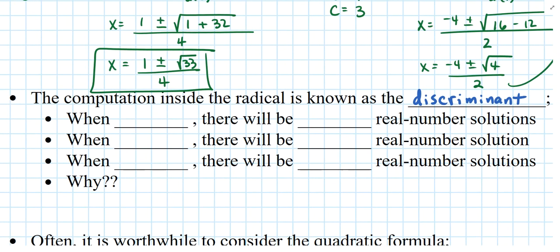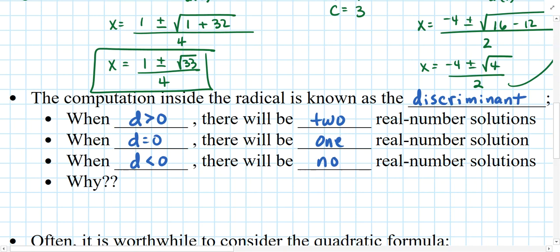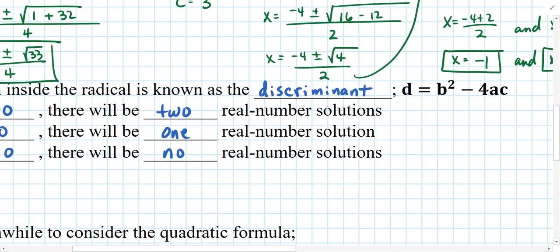When the discriminant is positive, there will be two real number solutions. When the discriminant is 0, there will be one real number solution. And when the discriminant is negative, there will be no real number solutions. Instead, there will be two complex number solutions.